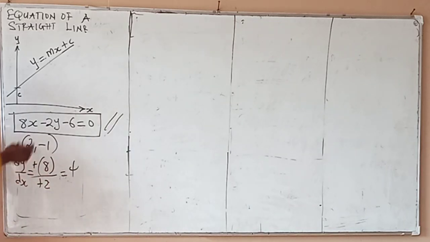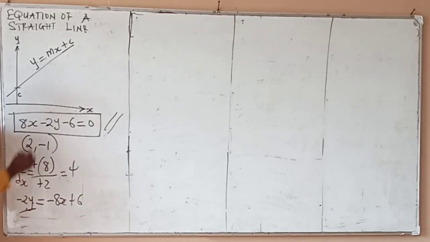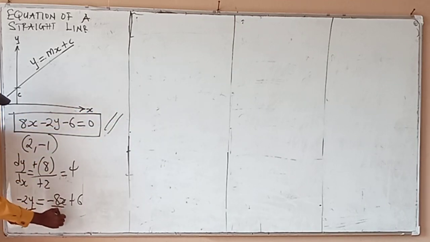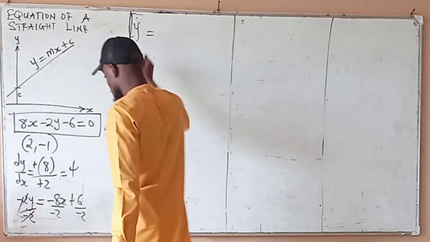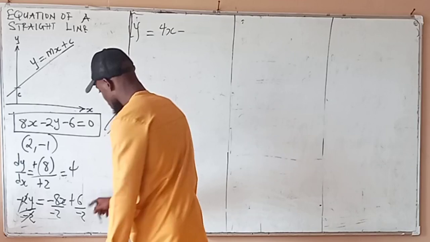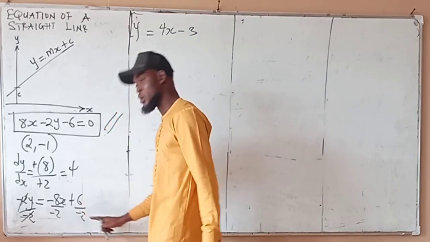Or another way to do it: make y the subject of the formula. So we have minus 2y is equal to minus 8x plus 6. Dividing through by minus 2, y will now be equal to 4x minus 3, because 6 divided by minus 2 is minus 3.